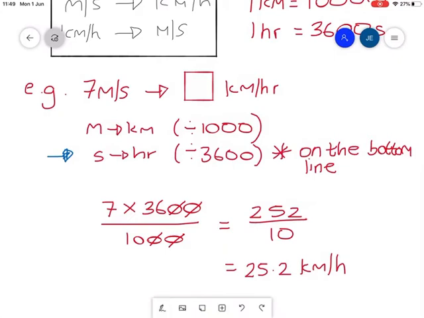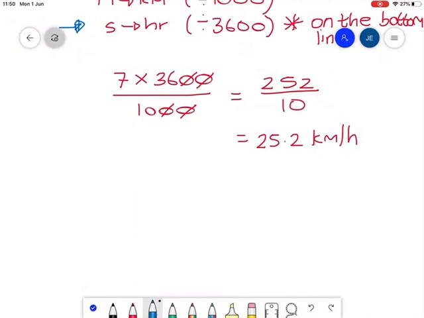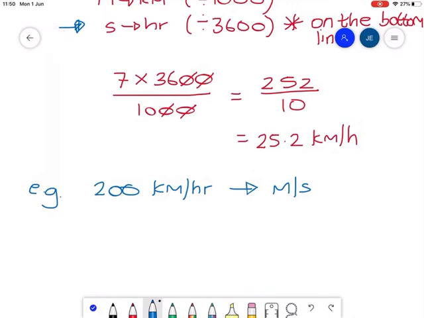If we then want to think about the other direction, so say we want to go from, it can be absolutely anything, so say we want to go from 200 kilometers per hour, and we want to change that into meters per second. So firstly, to get from kilometers to meters, we want to times by 1,000. Because if I have 1 kilometer, that's 1,000 meters, so I want to times by 1,000, and that's going to be on the top line.